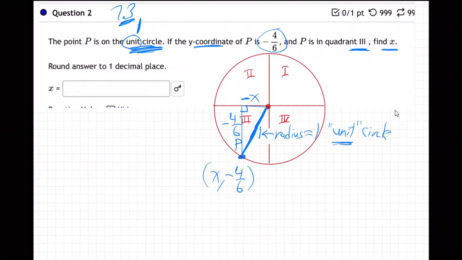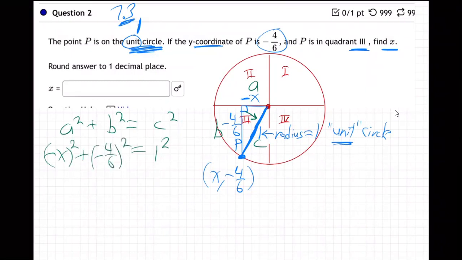Okay, so what? Well, that means we have a little Pythagorean theorem going on here. We have a squared plus b squared is c squared. So this is the a, the b, and this is the c. When you use the Pythagorean theorem, the c has to be the one across from the right angle, the hypotenuse, the longest side. So that's the 1 squared. The other 2 sides, this is x squared. b is -4/6 squared. So there's the little formula, because that's true for any right triangle. You can use a squared plus b squared equals c squared for any right triangle. We have a right triangle. So I just turned the little unit circle information into a right triangle.